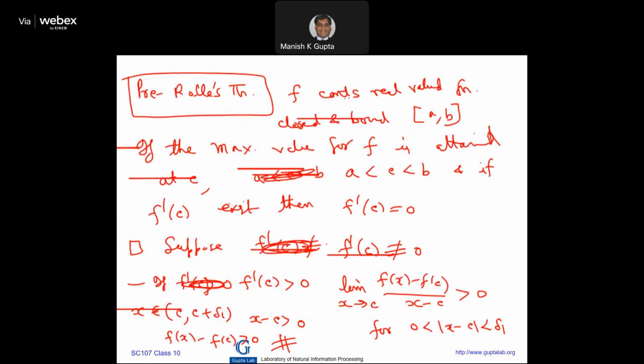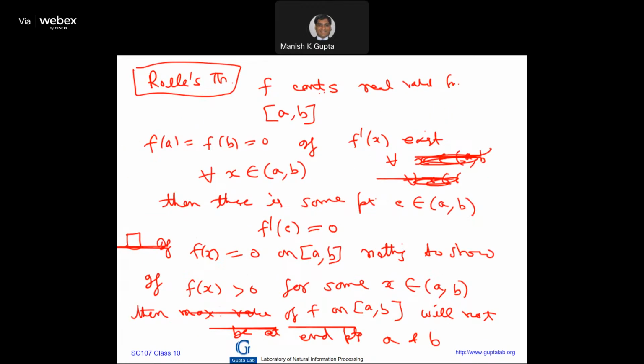So what was Rolle's theorem? If f is a continuous function on a closed interval a, b on the real line, and it vanishes at the endpoints, and suppose the derivative exists on the open interval, then there is a point c between a and b at which the derivative is 0. That means you can draw a tangent at that point parallel to the x-axis. So all these geometrical things are there anyway.